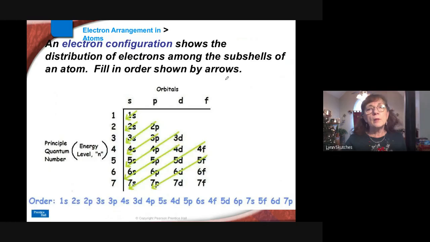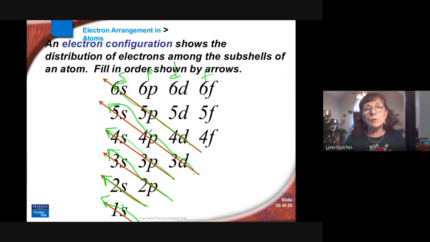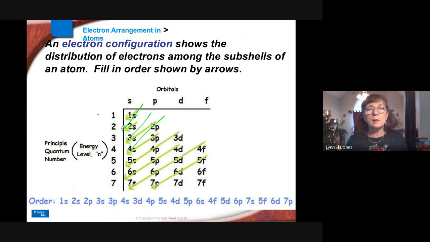Some books have it going down. It really doesn't matter. This is in line with how it looks on the periodic table. Period 1, hydrogen. And then you just go down, down, down, and do the same thing, only in the downward motion. Whatever one makes more sense, if it works for you. This has the low energy at the bottom, high energy at the top. This one has it like the periodic table.